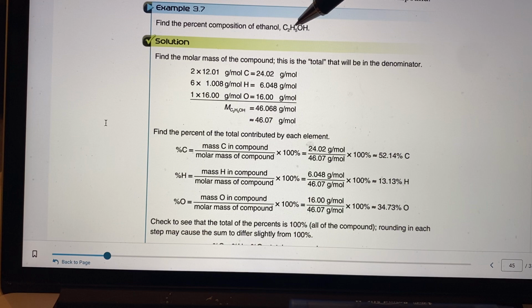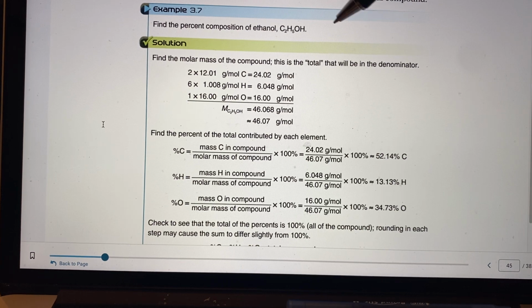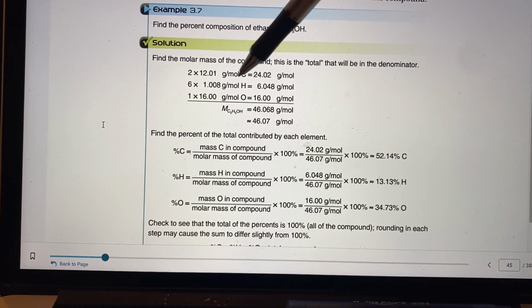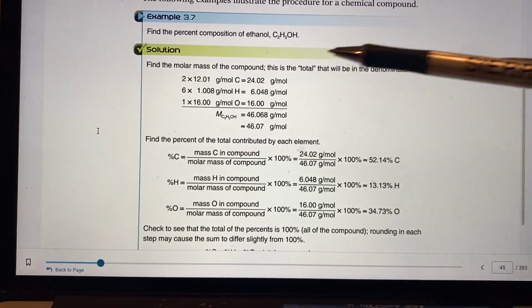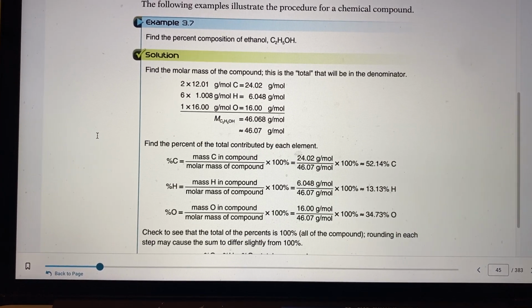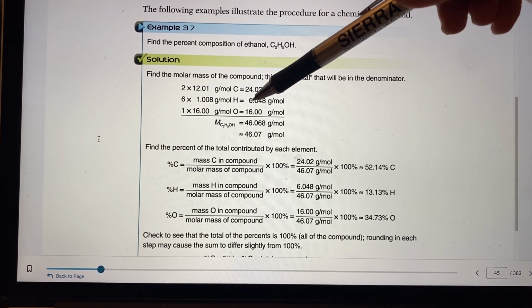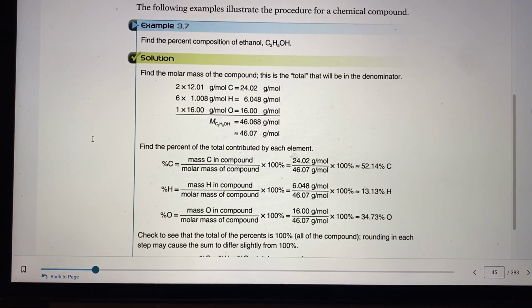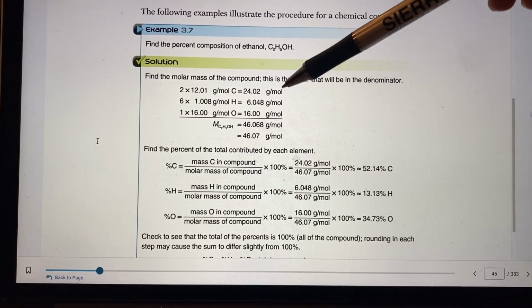And then we find how much hydrogen. How many do we have? We have 5 hydrogen, and we have another hydrogen, so we have 6 hydrogen in there. So 6 times, and we know the grams per mole is 1.008, because that's the mass, and you change it to grams per mole. You multiply those two together, and you get 6.048. So that's the total of hydrogen.